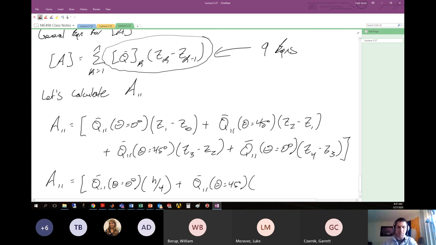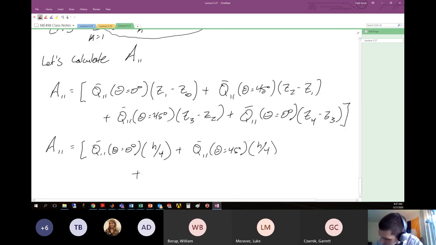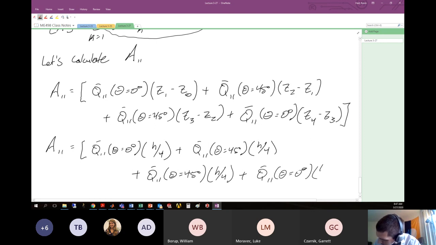Again, Z2 minus Z1 is just the thickness of the 45-degree layer, which again is H on 4. Plus Q bar 1,1. This is the contribution of the third layer, evaluated for theta is, again, 45 degrees by H on 4. Plus Q bar 1,1 for theta equals 0 degrees multiplied by H on 4.